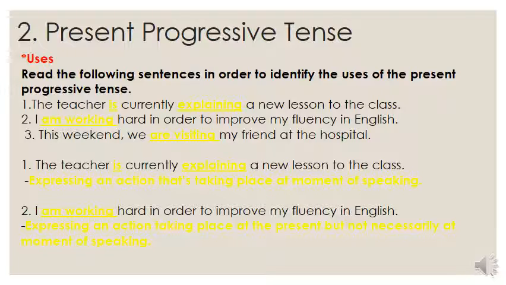So the first use of the present progressive tense is to express an action that's taking place at the moment of speaking. The second sentence, I am working hard in order to improve my fluency in English. Here, this sentence is expressing an action which is taking place nowadays, not necessarily at the moment of speaking. So the second use of the present progressive tense is to express an action taking place at the present, meaning nowadays, these days, during this month, during this week, but not necessarily at the moment of speaking.